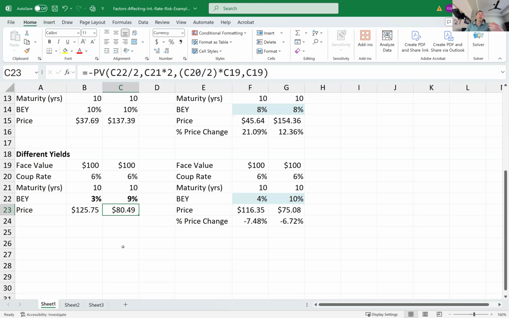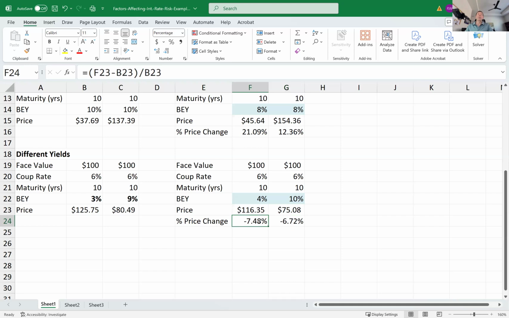Okay, change. So if interest rates go up by 1% from 3% to 4%, for bond A, the price of the bond, remember, interest rates go up, the price of the bond goes down. So the bond, its price is going to go down from 125.75 to 116.35. It's going to go down by 7.48%. Bond B, also interest rates go up by 1% from 9% to 10%. Its price goes down from 80.49 to 75.08. That is a drop of 6.72%.